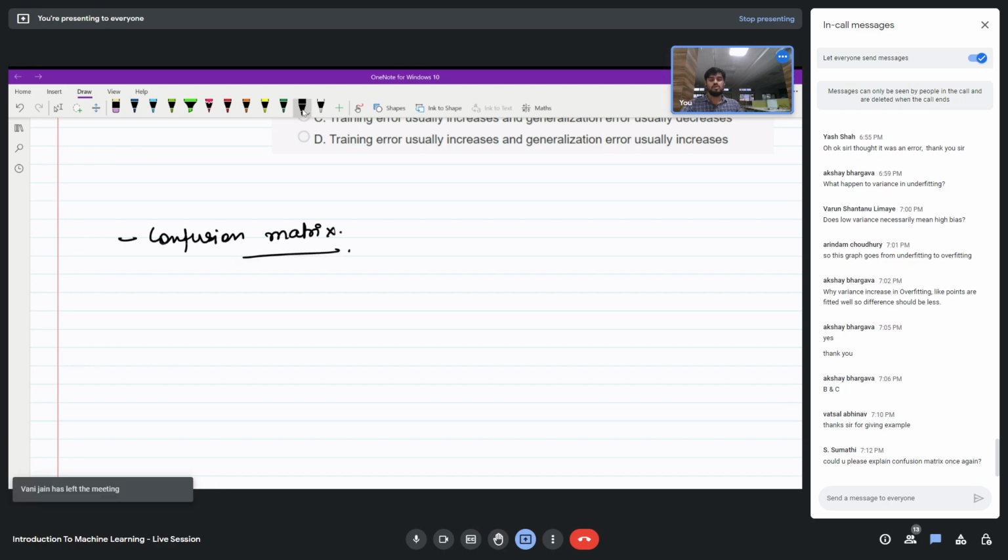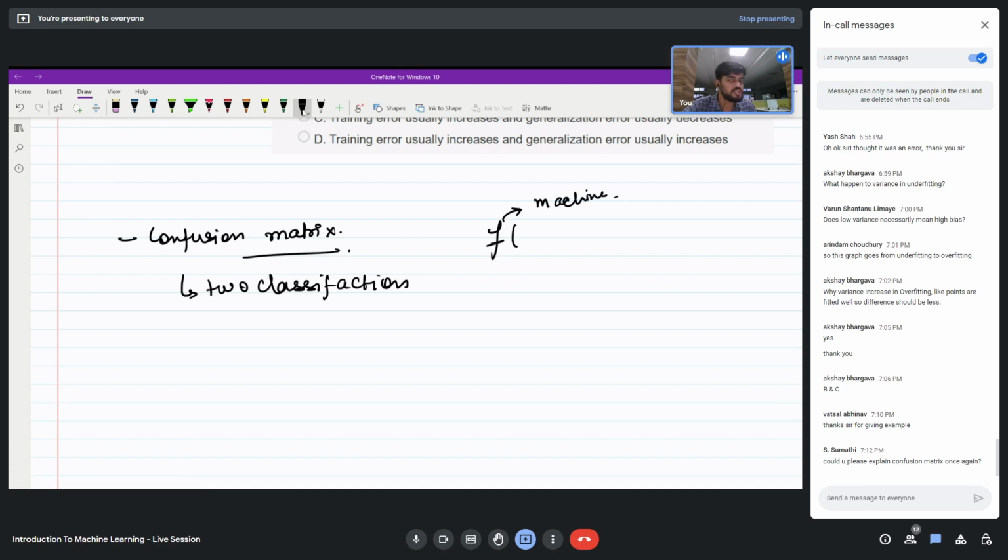Okay. So confusion matrix is for, first of all, two class classification. What do you mean by two class classification? Let's say you have a function, I'll call it f. This function f is your machine learning model. What does this do? If you give it some input, it gives you some output.